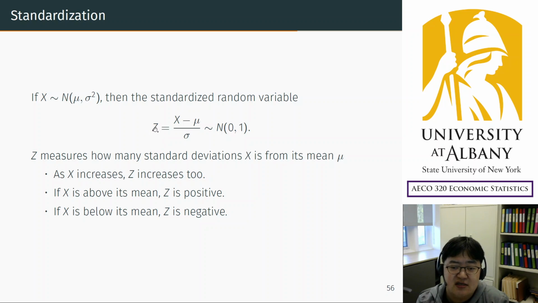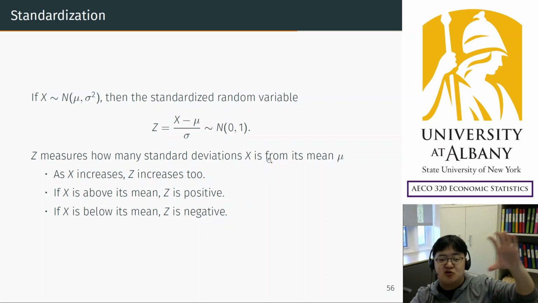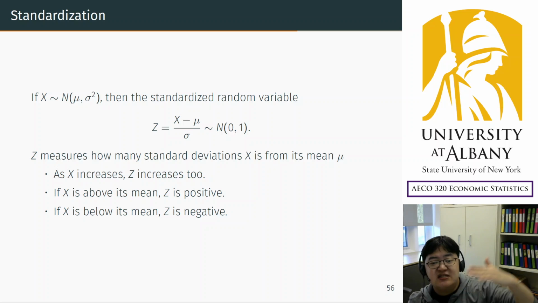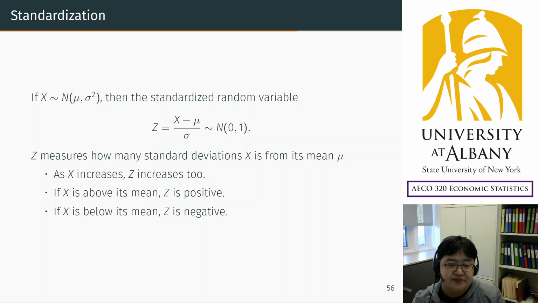And Z is not just a technical transformation, it has meaning. This is the standardized test score. For example, if X was a test score, Z could be understood as a standardized test score. That means Z measures how many standard deviations X is above or below its mean, right? So Z measures the relative distance from the mean. That's how we can interpret this Z.